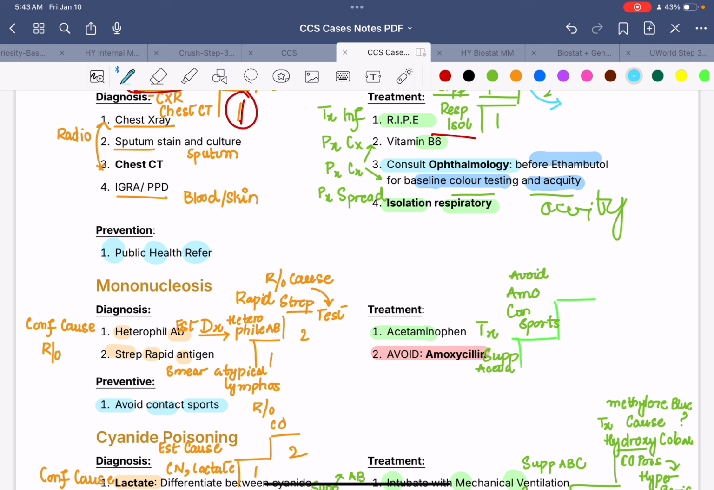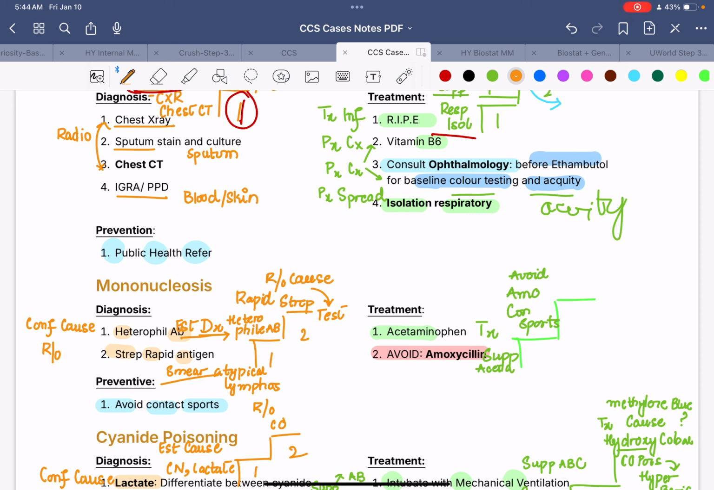So first, we are going to do a smear for atypical lymphocytes, and of course CBC will also show lymphocytosis, and then we can establish the diagnosis with heterophile antibody testing, and then we can rule out other causes with rapid strep test, and you can also do a CMV test in order to rule out CMV mononucleosis.